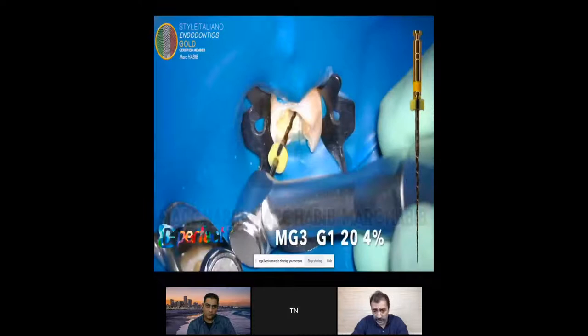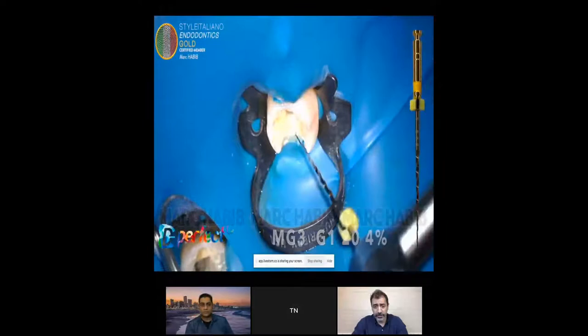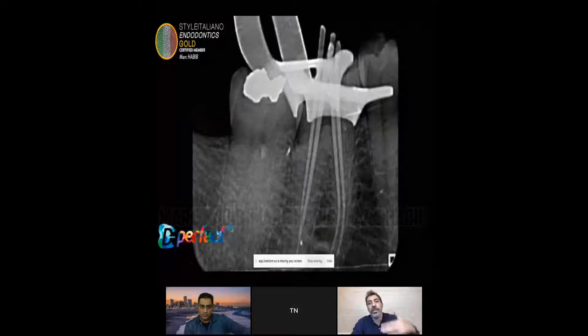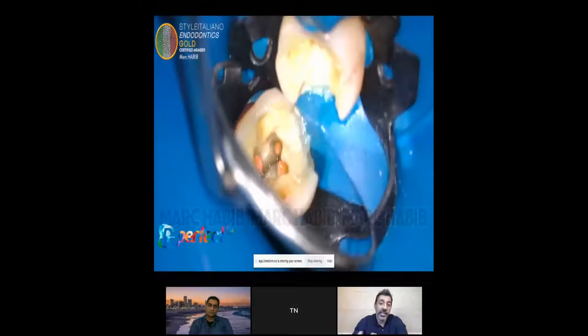What we have to look at here is the flutes of the file. You can see they are filled with dentin, so we know that the file is cutting. When the file is cutting, we can continue using this file. When it's not cutting, we either have to choose a bigger file or the shaping is done.